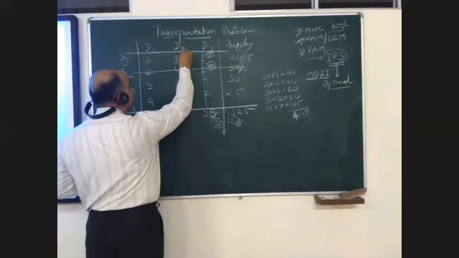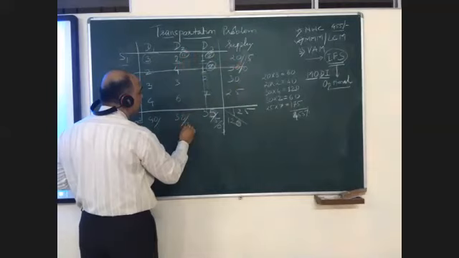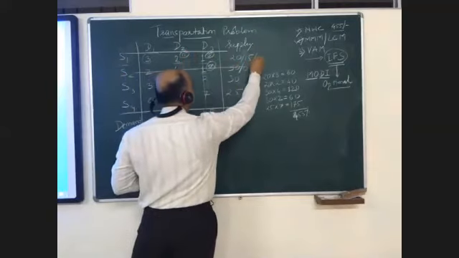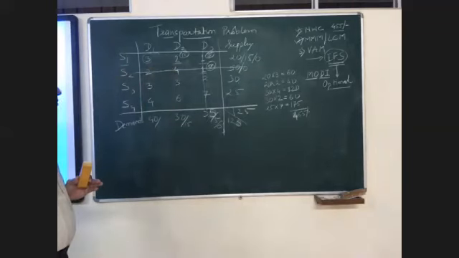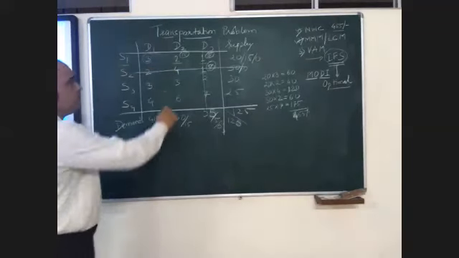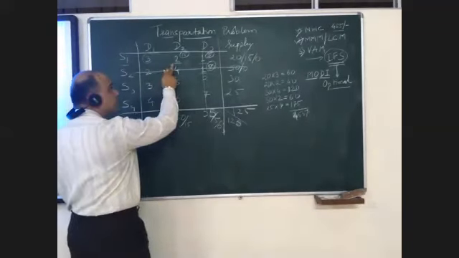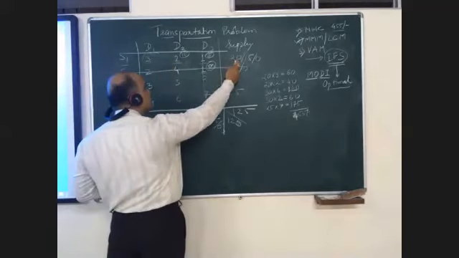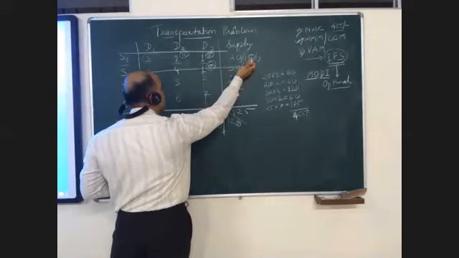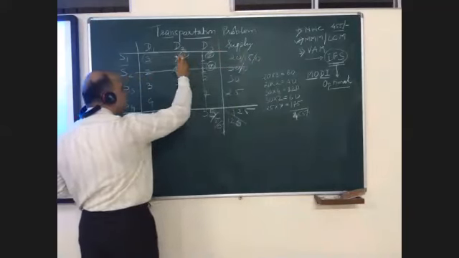I can only supply 15 units and this supply will be exhausted. I repeat, the next minimum number is 2, demand is 30, supply is only 15. So complete supply we can exhaust here. Why?